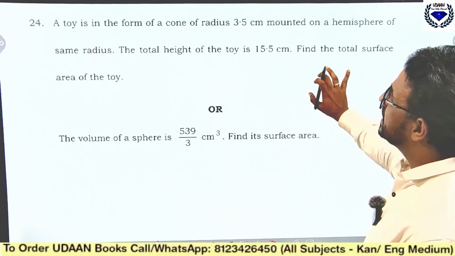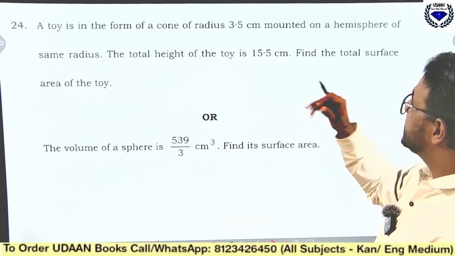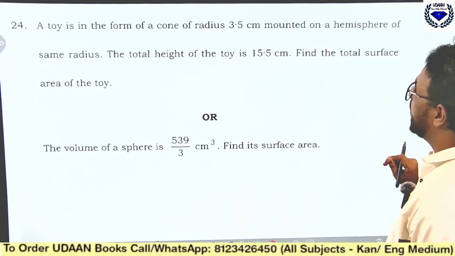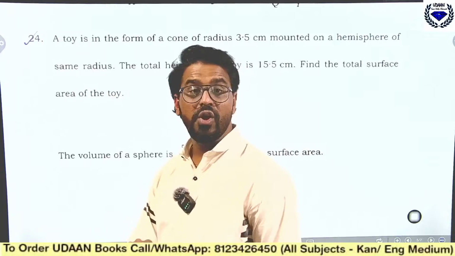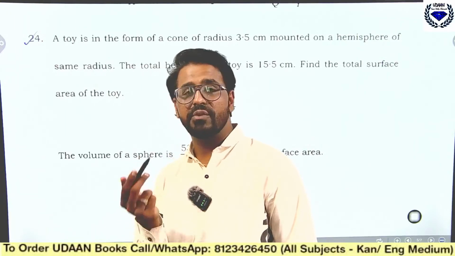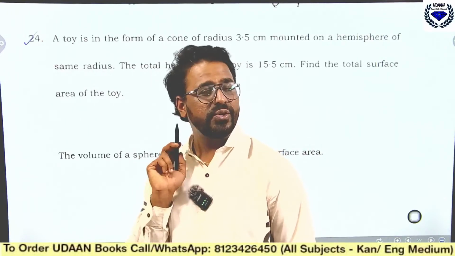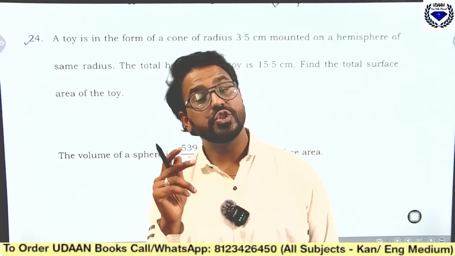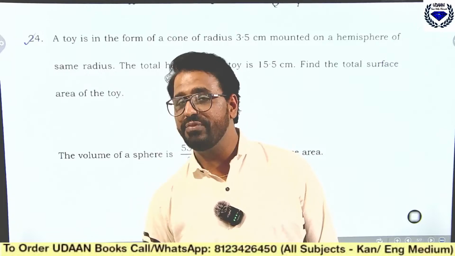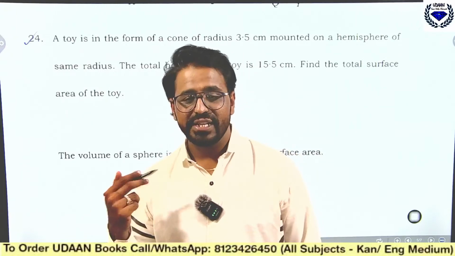Let us begin with the solution of the next set of questions. See, a toy is in the form of a cone of radius 3.5 centimeter mounted on a hemisphere of the same radius. This is question number 24. One of the most important questions from surface areas and volumes. You know that the total chapter weightage is 7 to 8 marks, and you should not lose a single mark in this. Okay, so let us begin our discussion here.